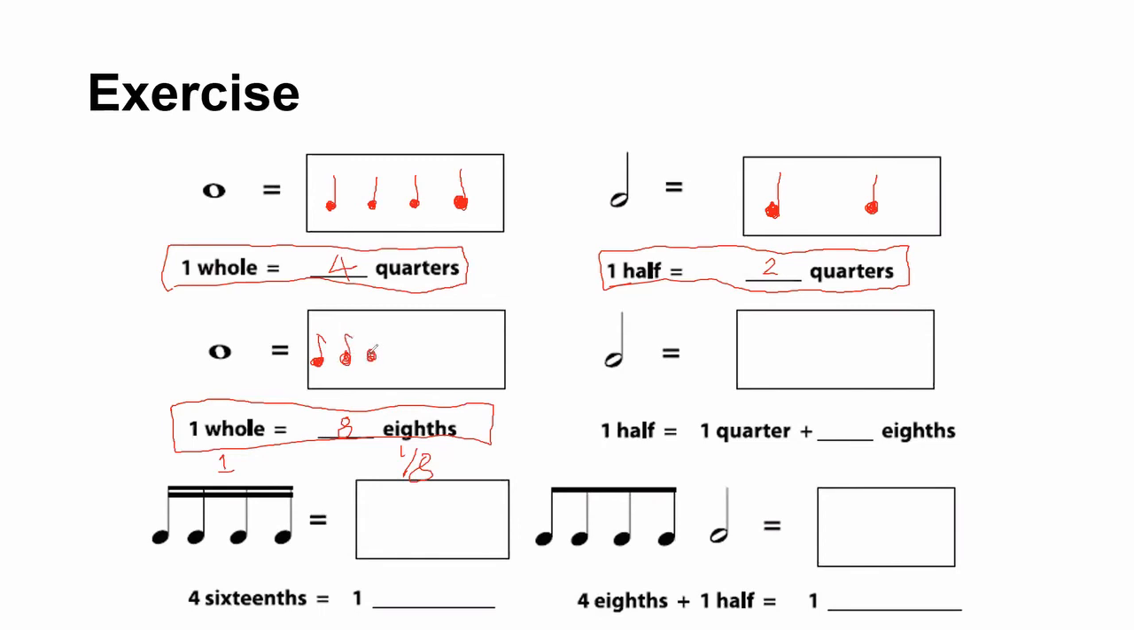I apologize for my drawing. It's not going to be perfect. So the stem. This is number 4 with the stem. 5 with the stem. 6 with the stem. 7 with the stem. And 8. So 1 whole note is equal to 8 eighth notes. All right. Are we following?